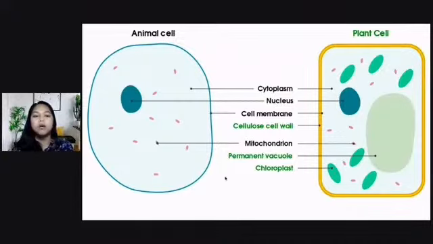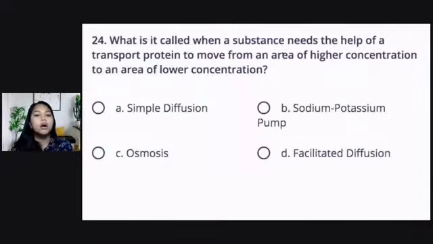Okay, we go to the next slide. What is it called when a substance needs the help of a transport protein to move from an area of higher concentration to an area of lower concentration? Is it letter A, simple diffusion, letter B, sodium-potassium pump, letter C, osmosis, or letter D, facilitated diffusion? Which one is the correct choice for number 24?